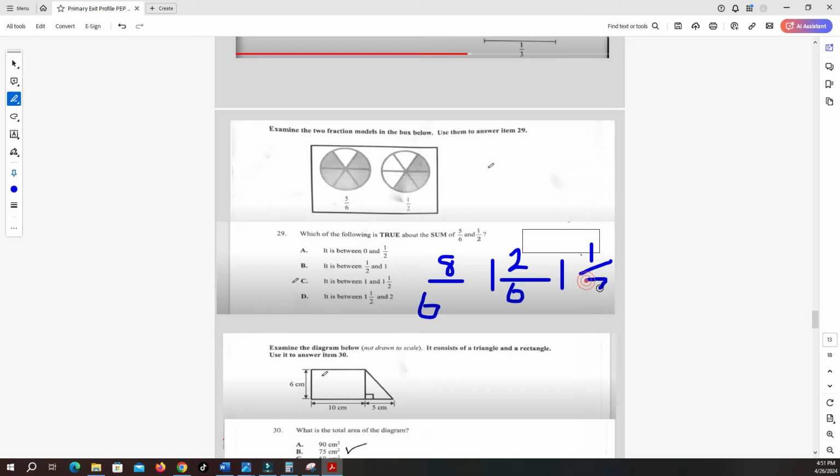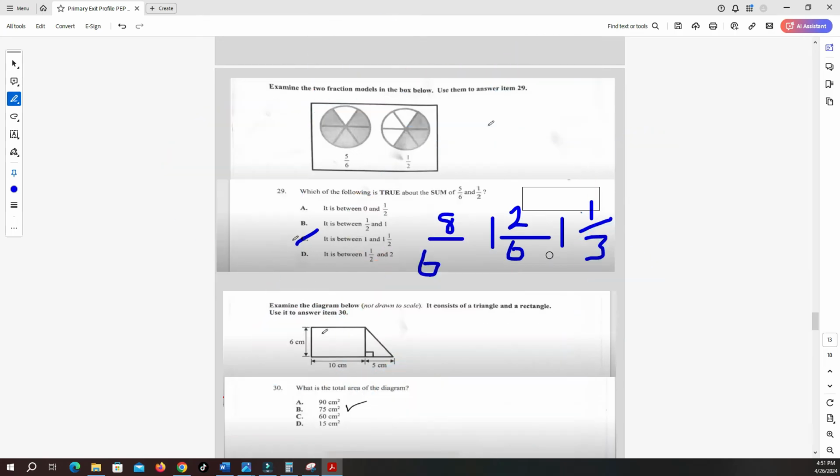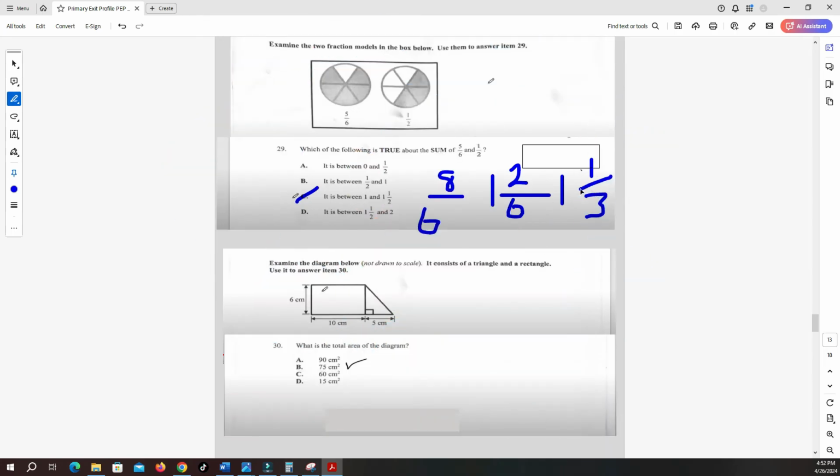And 2 into 6 is 3. So it's 1 and a third. So that would be the answer. It says it is between half and 1. Half? No, because 1 and a third is actually more than half. Alright, so it is between 1 and 1/2. Yes, it is. So I choose 2. Right, it's between because it's less than 1.5 but more than 1.